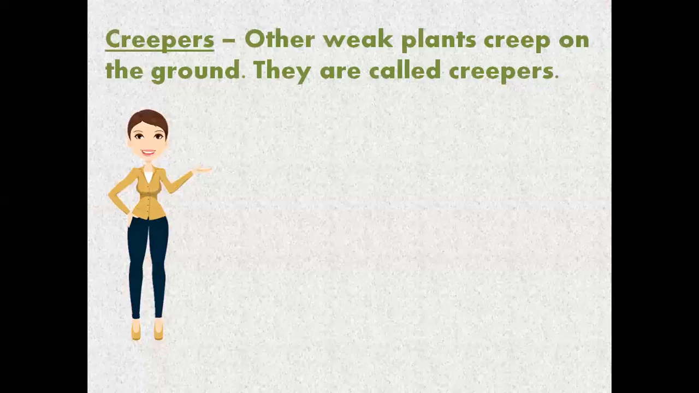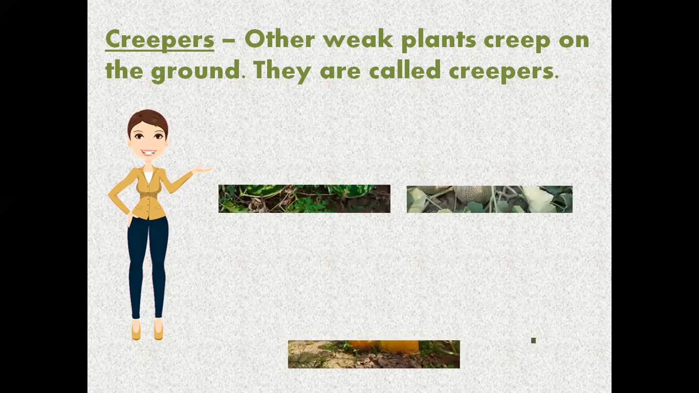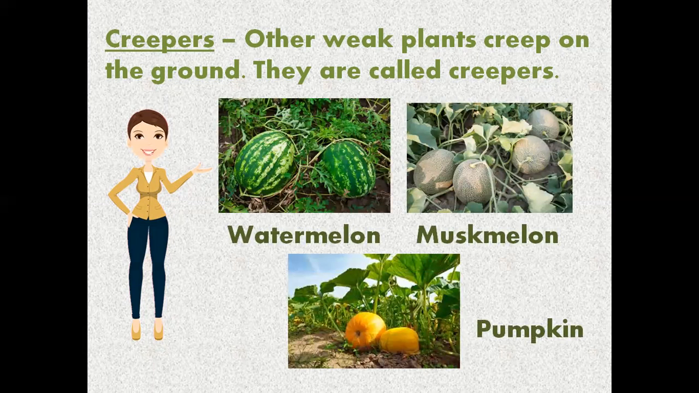Creepers. Other weak plants creep, or we say they grow on the ground only. They are called creepers. For example, your favorite watermelon, muskmelon, pumpkin. These all are on the ground. The stem is so weak that they cannot take the weight of so heavy fruits on them.